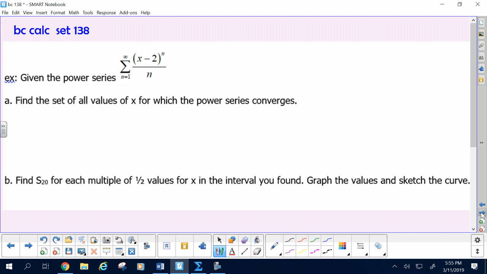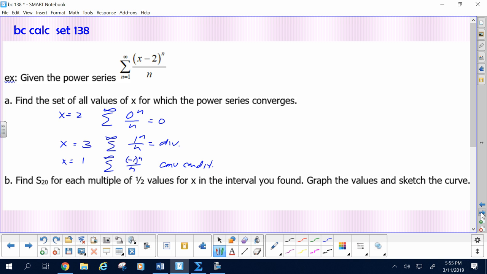So if you think about what x's would make this converge and which wouldn't. Let's think of some interesting things. If x is 2, then we'd get something like, sorry, I zoomed out, 0 to the n over n, which is 0. That seems like it converges. Let's go to x equals 3. 3 would be 1 to the n over n. That's harmonic. That diverges. What about the other side of 2, like x equals 1? Well, that's negative 1 to the n over n. That's conditional convergence we've seen.